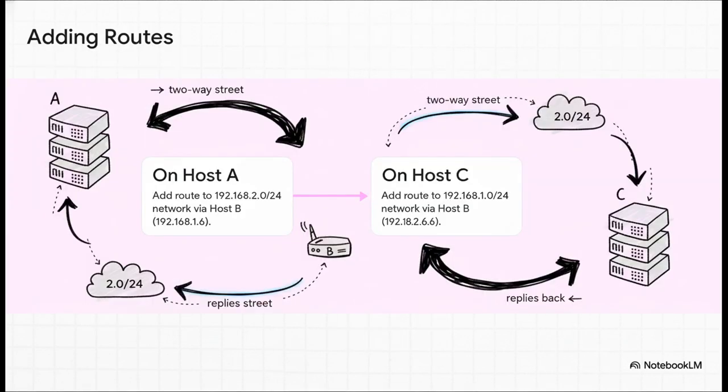Now, here's the step where so many people get stuck. Networking, it's always a two-way street. We add a route on host A, telling it how to reach host C through our router, host B. But if we stop there, it's still going to fail. Why? Because host C gets the message, but it has no idea how to send a reply back. We have to add that second route on host C, telling it how to send packets back to host A's network, again using host B as the gateway.